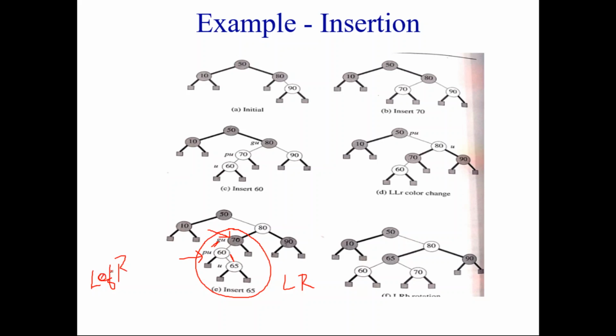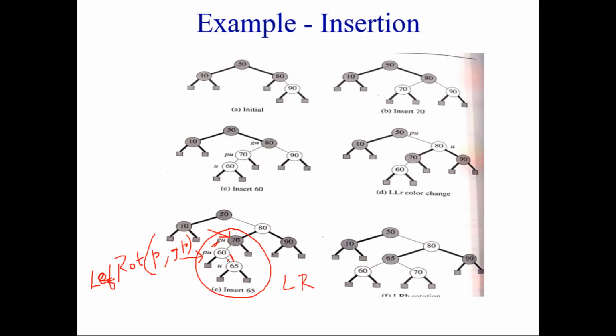Actually we want to perform a left rotation on the parent, but for performing the left rotation we need the parent's pointer also. The parent of the parent is nothing but GP. So perform left rotation on this. When you perform left rotation, what will happen? 60 will go down and 65 will come in between 60 and 70. That's what will happen, right?